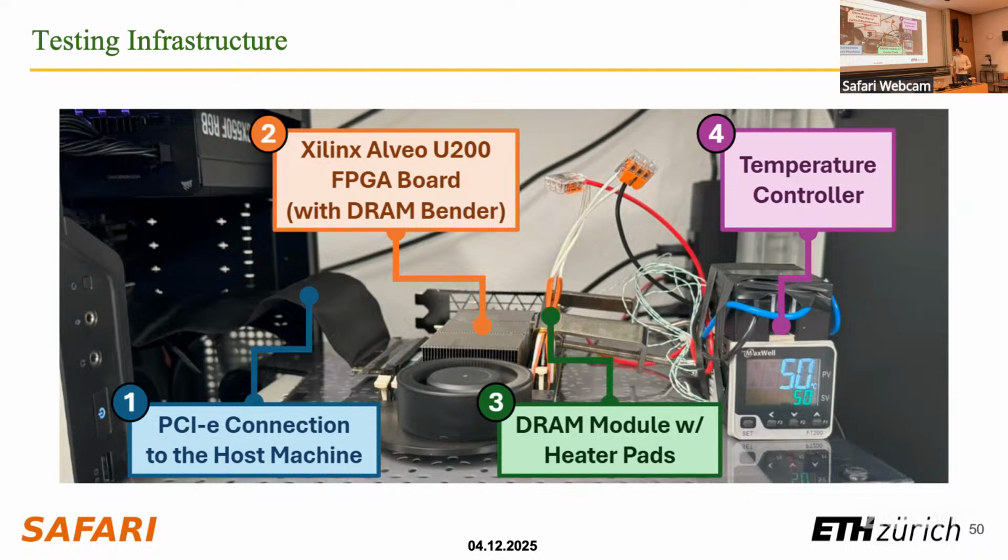Also, on the DRAM module, if you can see it, it's wedged between two heater pads, which are connected to a temperature controller, which gives them some accuracy on what the temperature of the DRAM chip is. So this way they can vary the temperature and then see what the effect is on the read disturbance effects.